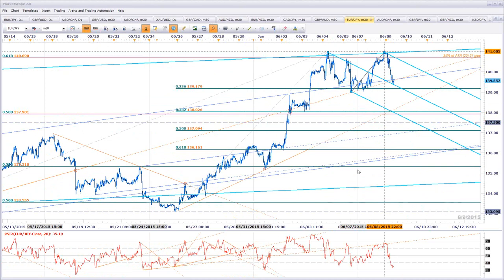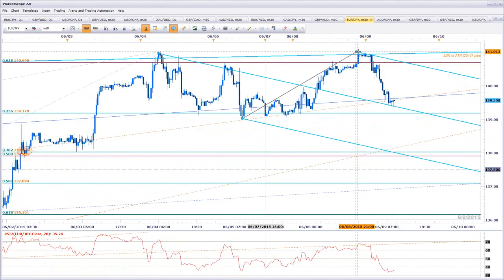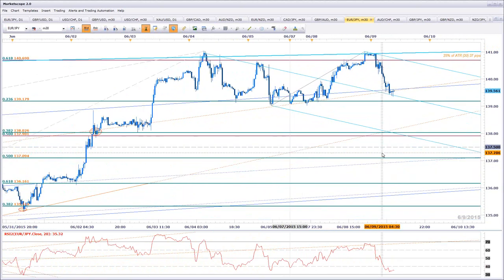Probably the better formation we'll want to work with. Pretty clean. Pretty clean.